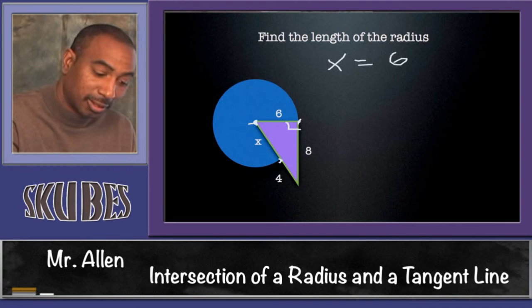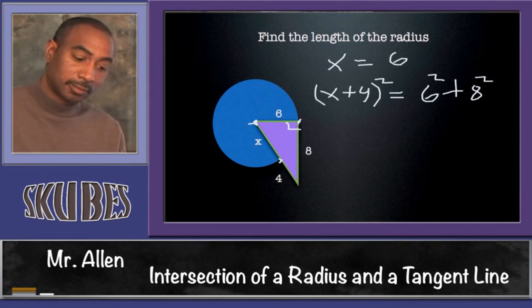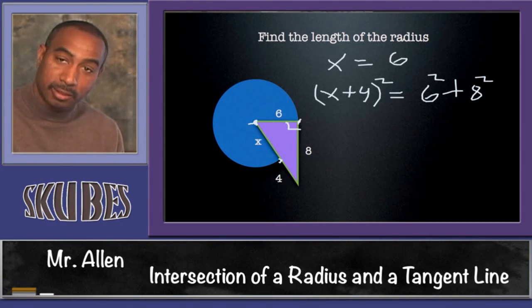Or if you like, you can go ahead and solve this at your leisure. X plus 4 squared equals 6 squared plus 8 squared. But knowing definitions, you can save time. This concludes the lesson for today.